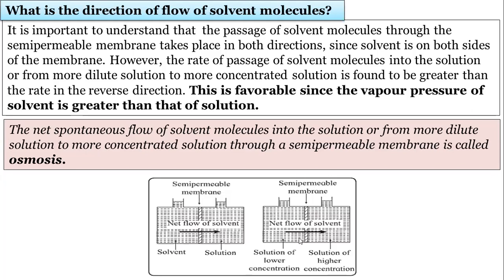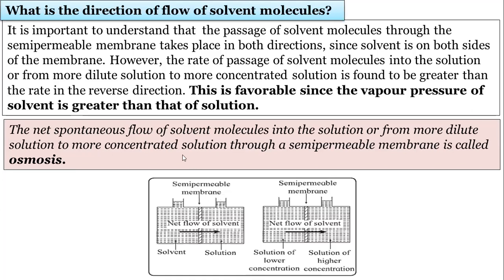In this same diagram, only this compartment is fitted with a solution of lower concentration and this compartment with a solution of higher concentration. So according to the definition, in osmosis there is a net flow of solvent from the lower concentration solution to the higher concentration solution. Remember, this definition will be asked in the examination. If the definition is asked for only one mark, don't draw these diagrams. If the question asks for two marks, explain the term osmosis, then we have to draw the diagram, remember. Only one diagram is required. Don't draw two diagrams. This diagram is sufficient. Now, this is a net flow of solvent to solution.